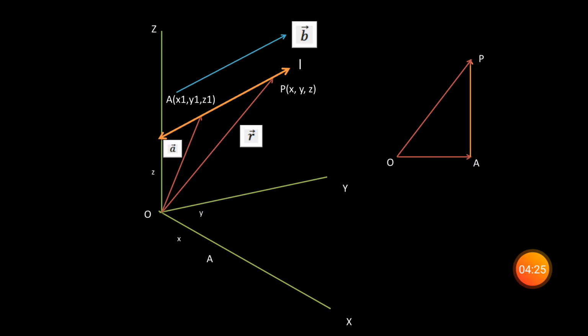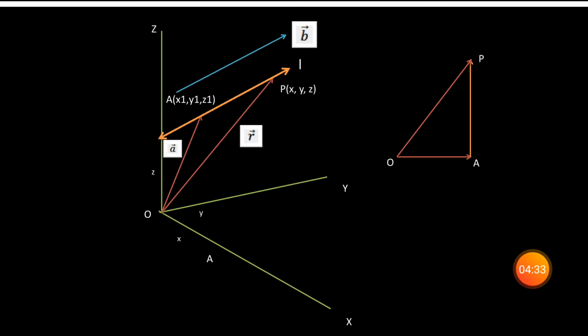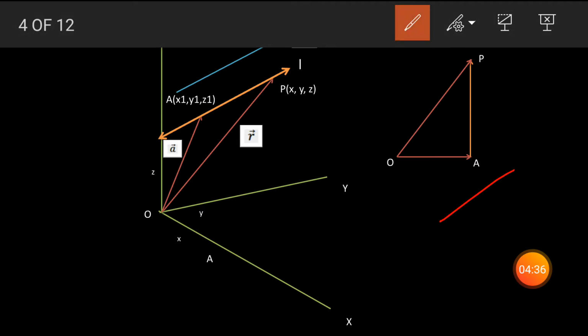So if you see, then you can find out that AOP is a triangle. I have drawn it separately here, OAP. OA is a vector and AP is a vector and OP is also a vector. Now from the triangle law of addition, what does it say? It says if two vectors can be arranged as the two adjacent sides of a triangle, then the third side represents their addition, and it is always in the opposite direction.